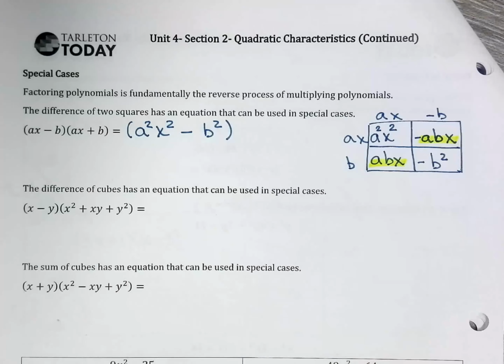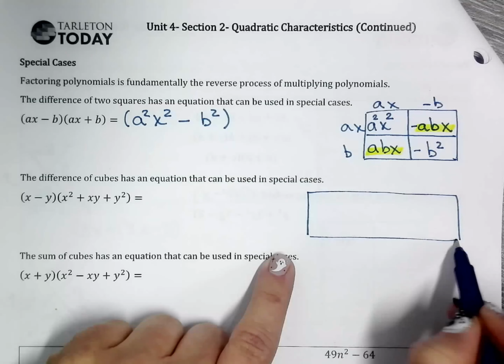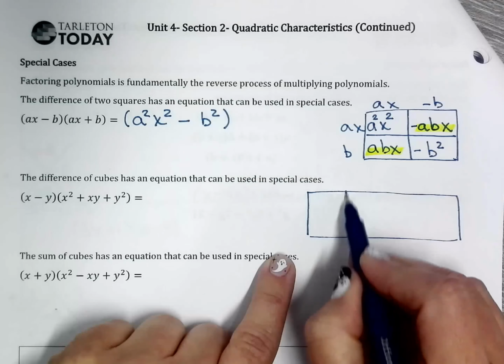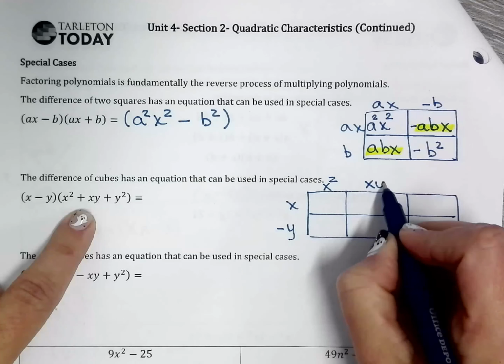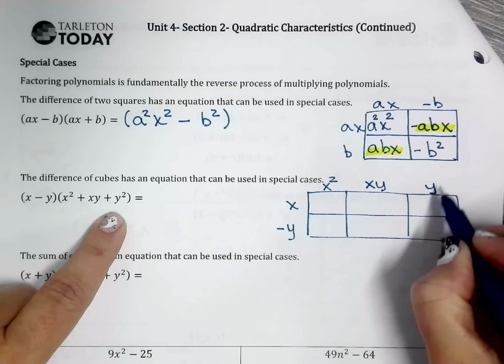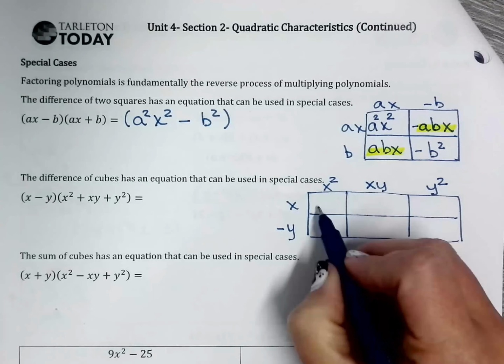Now this is the difference of cubes. It's going to be a little more work, but we know what we're doing. So I have x, negative y right here, x squared, xy, and y squared. All right, multiply right there, x cubed, multiply right there, and right there.